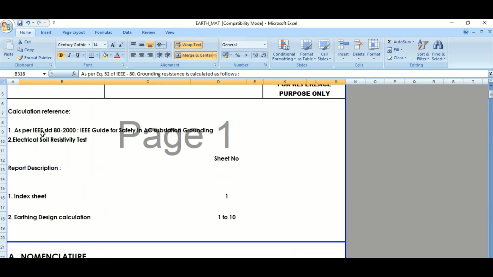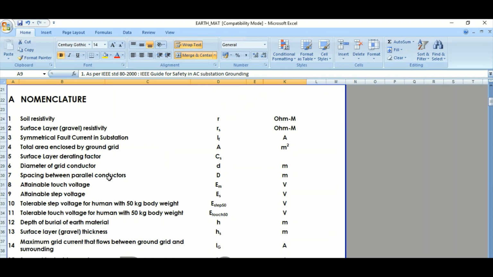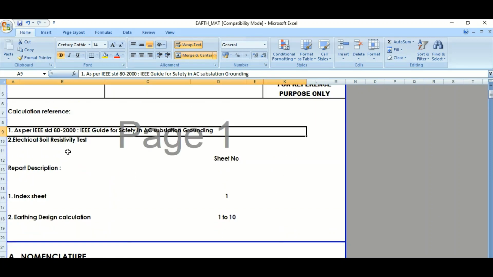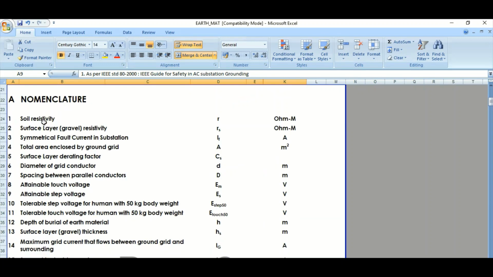First of all, this is as per IEEE 80 guidelines, and what are the input parameters we need before the calculation. Let's say these are the inputs. Let's say this is soil resistivity. For soil resistivity, we need to carry out the soil resistivity test at site, so that we can get the data for this soil resistivity.